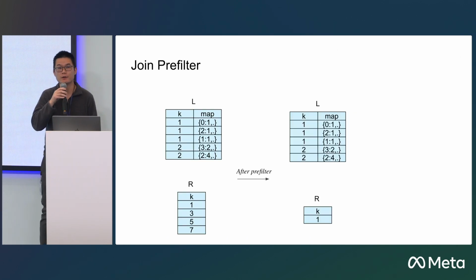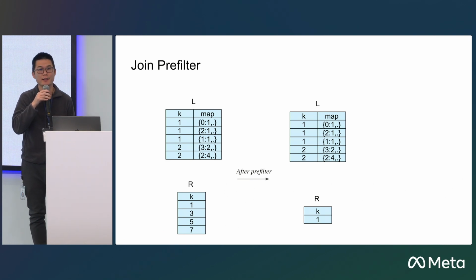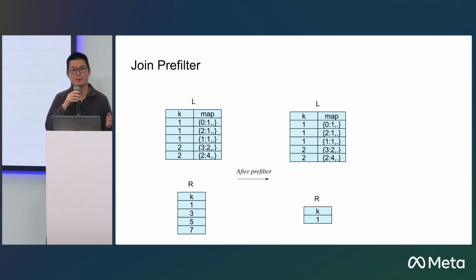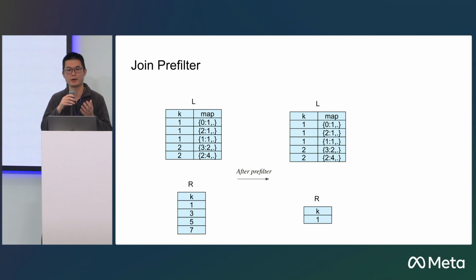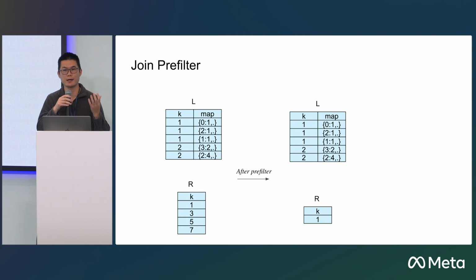Now let me give you a very simple example of how it works. On the left side, these are the tables for the join. We have the table L and the table R. For table R, we have 4 rows, and after the prefilter, we have only 1 single row for table R. This is how we reduce the size of the build side for the join.